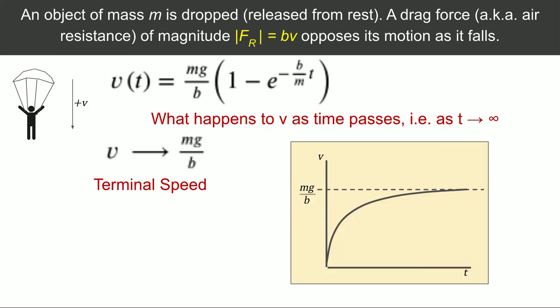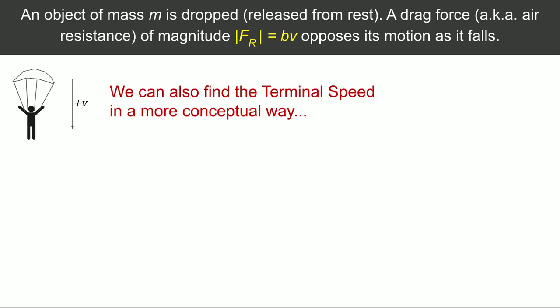This function, when you graph it, looks something like this, where it starts at a value of 0 velocity, and the object is going faster and faster and faster, but it does reach kind of an asymptotic value. It does reach a terminal value, what we call the terminal speed. Now you can see this in a less sophisticated way. We think more conceptually, but with just some basic formulas here.